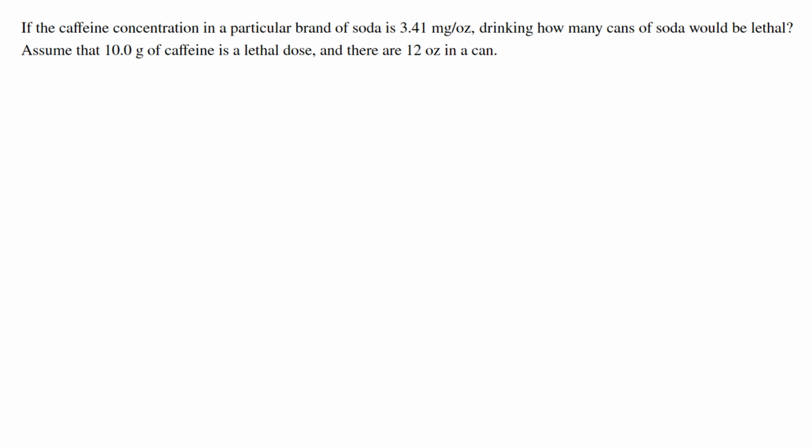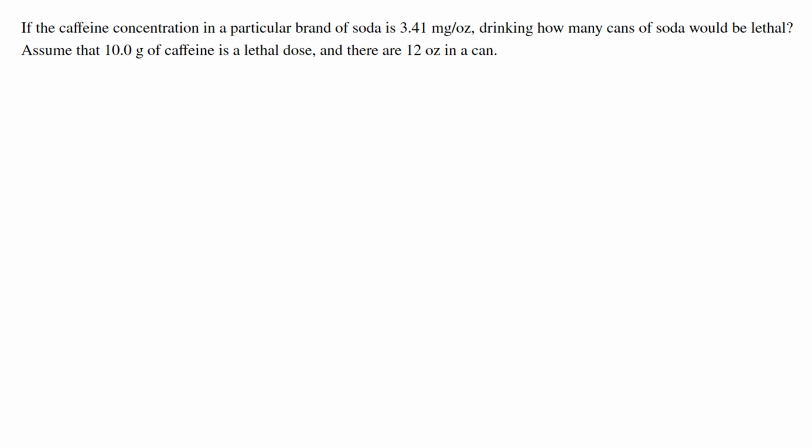First line tells us if the caffeine concentration in a particular brand of soda is 3.41 milligrams per ounce. And I'm going to stop there. So 3.41 milligrams per ounce. Sometimes you're going to have measurements that have multiple units. Listen to how you're reading it, and that tells you how to set that unit up. In this case, because it's telling us about the caffeine in the soda, it's telling us how these two things are related. So it's really a conversion factor that applies to this specific situation.